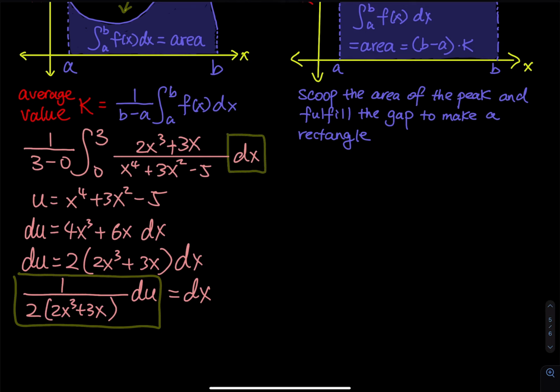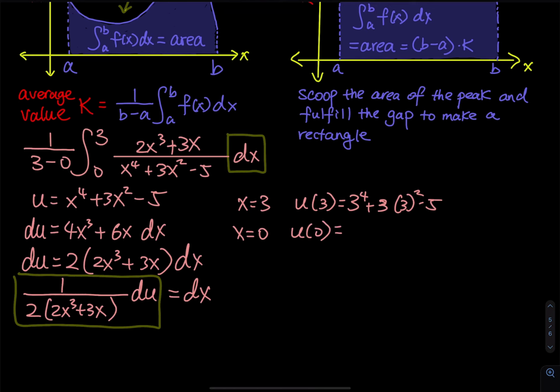One other thing we have to do is change the limits 3 and 0, because those are x equals 3 and x equals 0. When x equals 3, we have u of 3, which is 3 to the fourth plus 3 times 3 squared minus 5. This is equal to 103. When x equals 0, we have u of 0, which is 0 to the 4 plus 3 times 0 squared minus 5. This is negative 5. So now we do the change of variable.